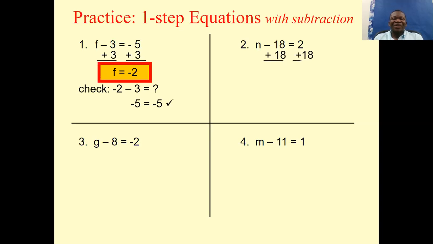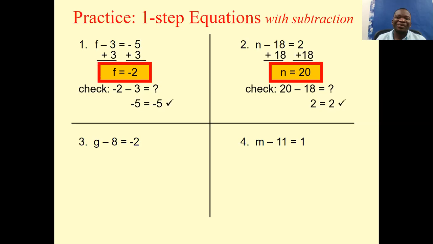We do the same thing for number 2. We add 18 to both the left-hand side and the right-hand side. We have n equals 20. You check by substituting 20 into the equation. 20 minus 18 gives us 2. Okay, so our answer is correct.